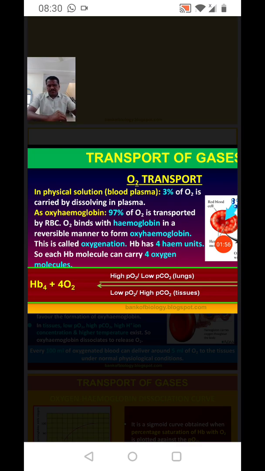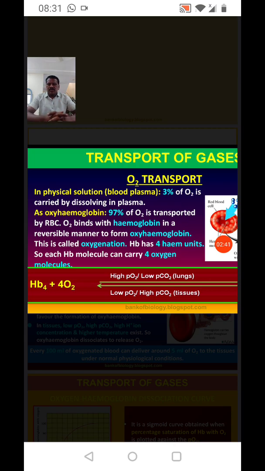Particularly in the cells, due to the catabolic activities, due to the oxidation of food material, carbon dioxide is produced. The produced carbon dioxide diffuses into the blood from the cells, and this diffused carbon dioxide is transported to the lungs for elimination. This is called carbon dioxide transport. So here we study the oxygen transport and carbon dioxide transport. Oxygen is transported from lungs to tissues, and carbon dioxide is transported from tissues to lungs.